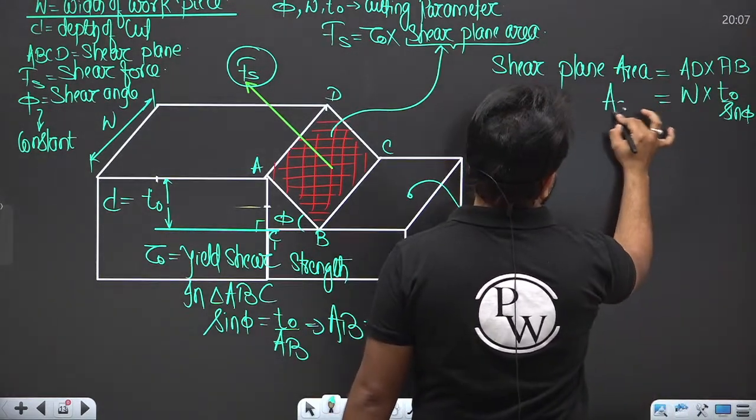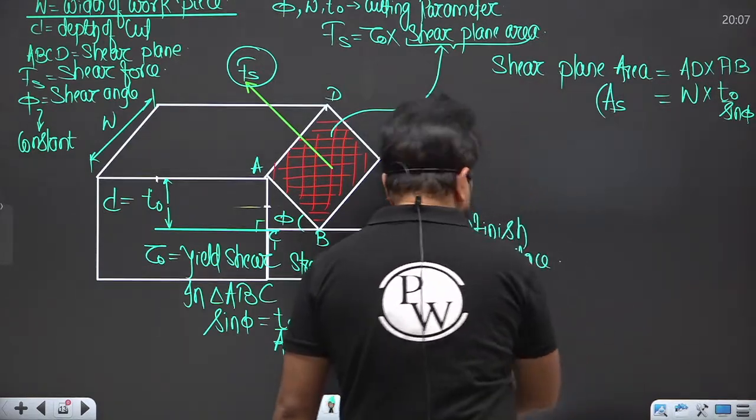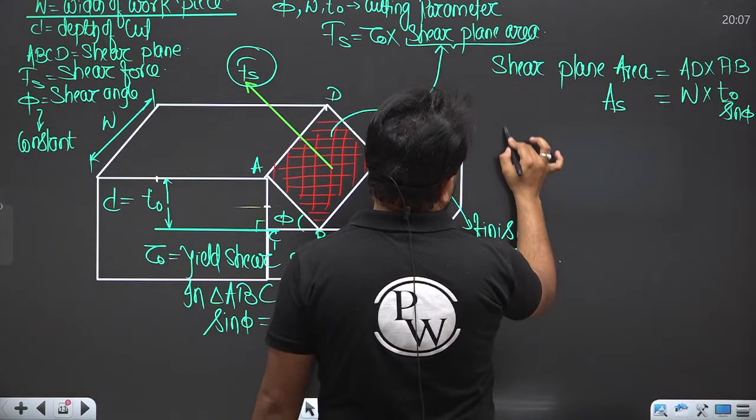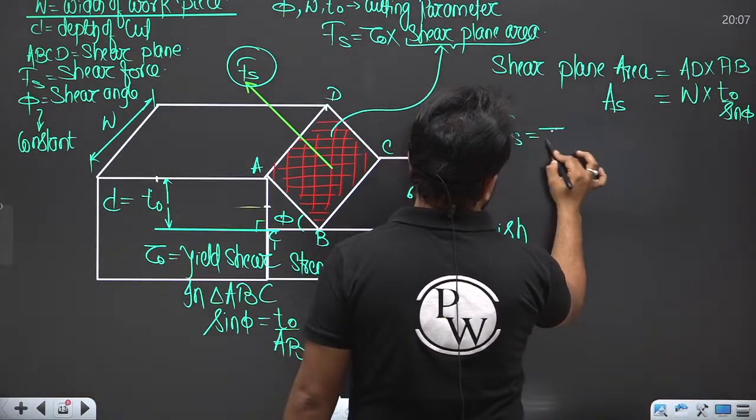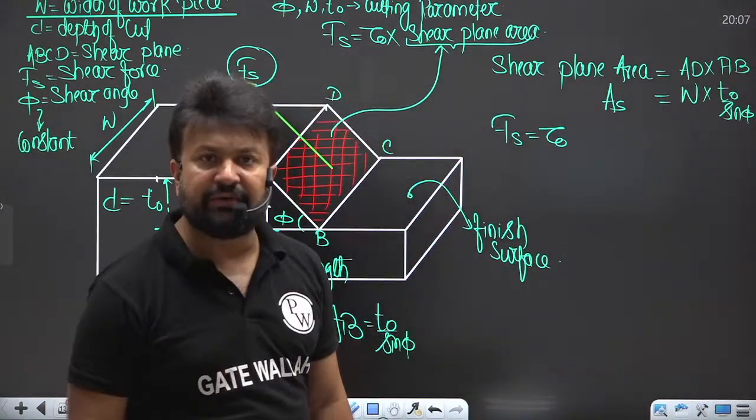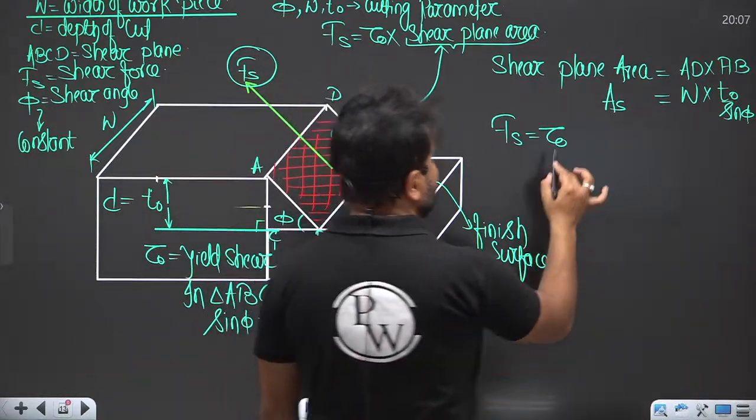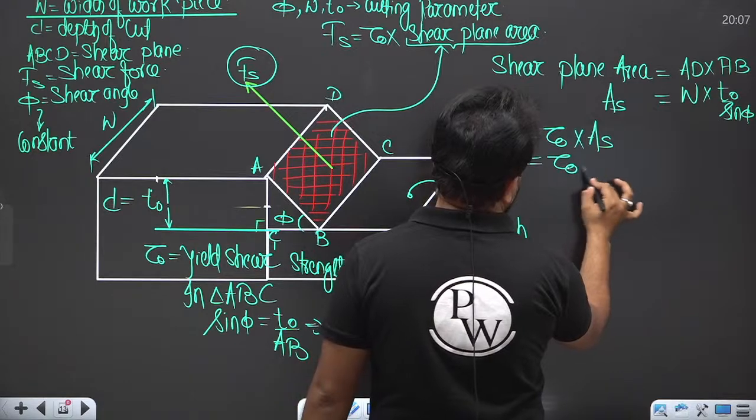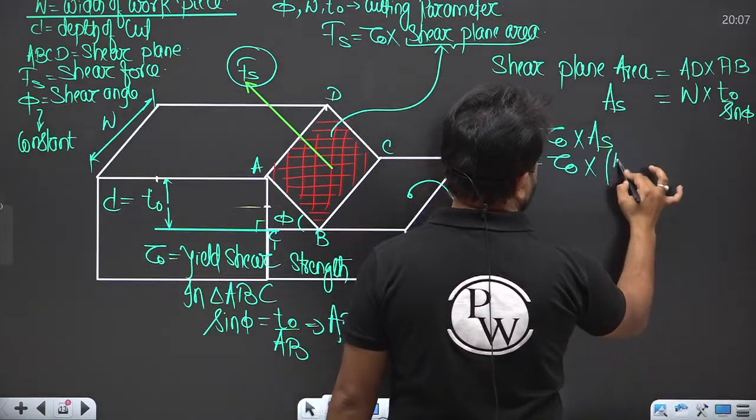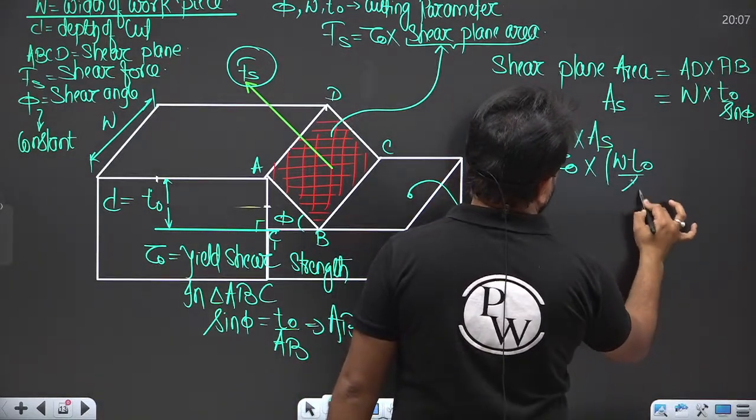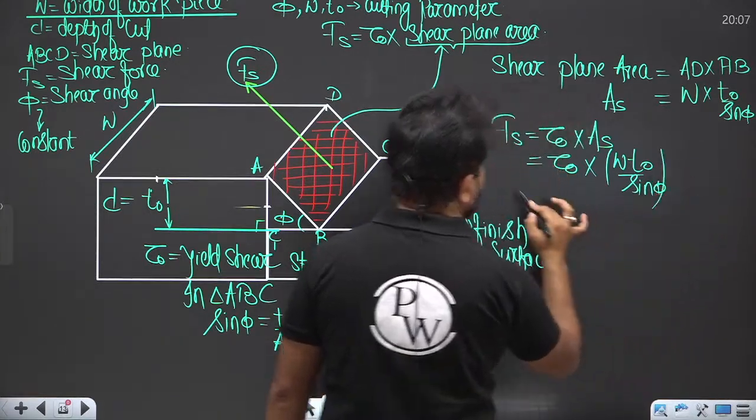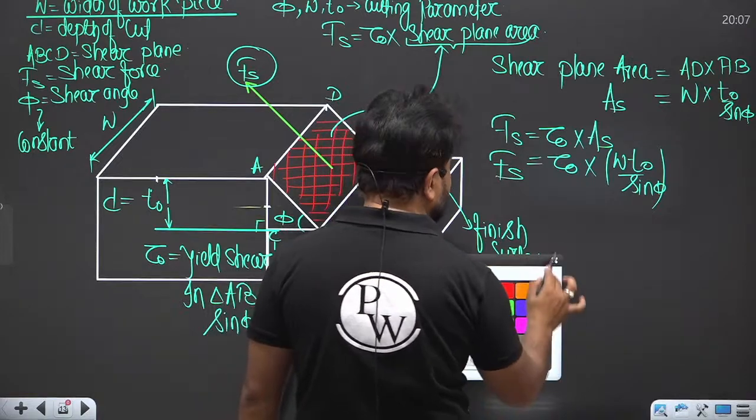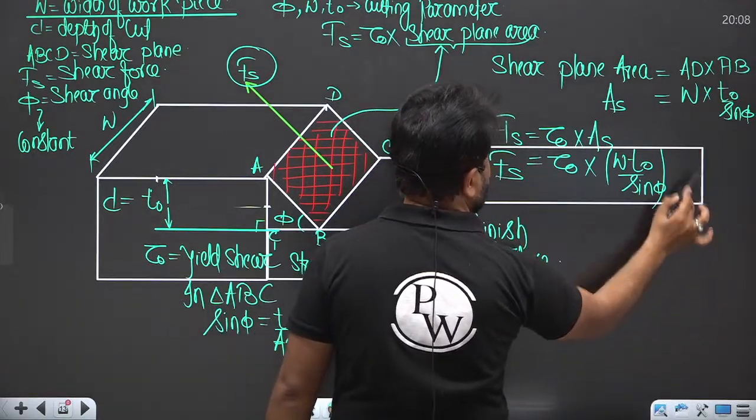So let's say the shear plane area is denoted by AS. Now you know the value of the shear plane area. So what will be the shear force? The yield shear strength, tau naught, which is given to you, times the shear plane area, that is W T naught divided by sine phi. That is your Fs. Yes or no?